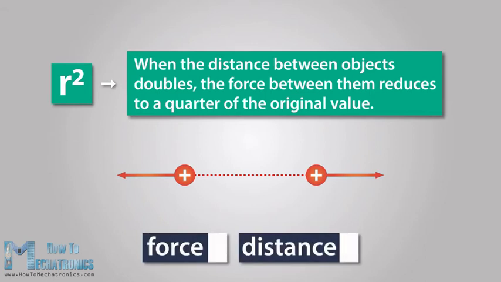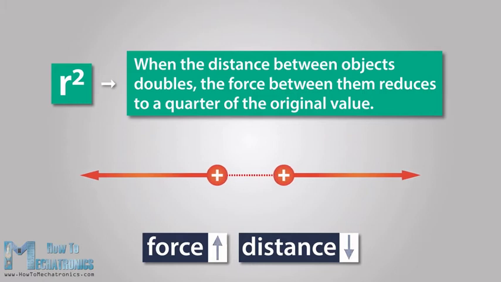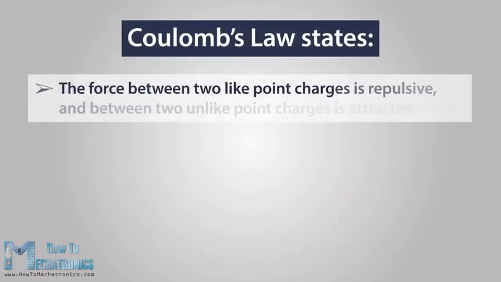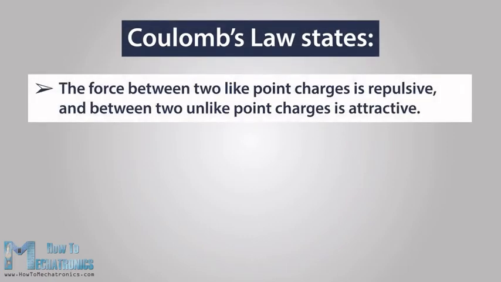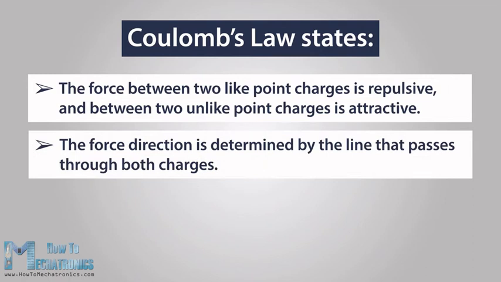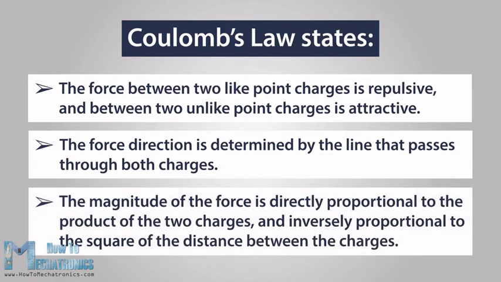In other words, the electric force between two objects increases as the distance between them decreases, and opposite, the force decreases as the distance increases. The lowercase k is called the proportionality constant. To sum up, Coulomb's law states: the force between two like point charges is repulsive, and between two unlike point charges is attractive. The force direction is determined by the line that passes through both charges. The magnitude of the force is directly proportional to the product of the two charges and inversely proportional to the square of the distance between the charges.